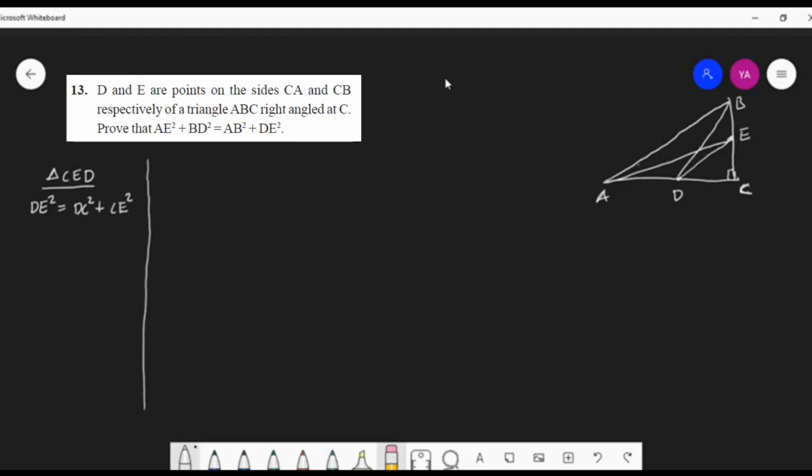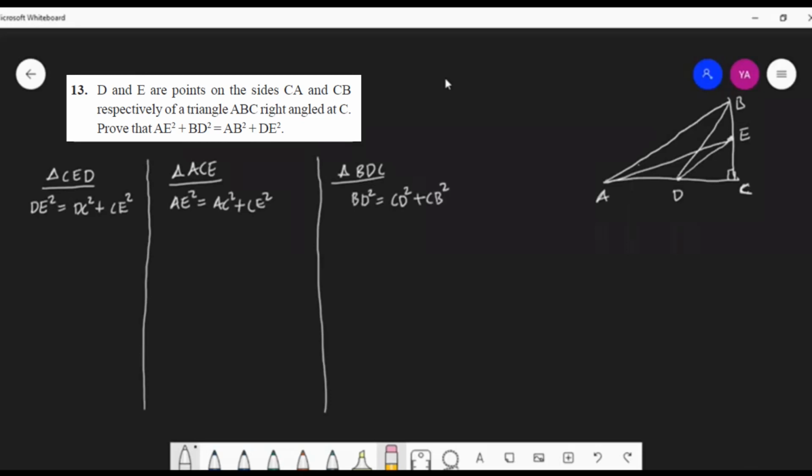Okay. So next we can choose another right triangle, ACE. In right triangle ACE, apply Pythagoras theorem. AE square is equal to AC square plus CE square. Okay, in the third right triangle, BDC, apply Pythagoras theorem. BD square is equal to DC square plus CB square. Can we connect this in some way to get the result?